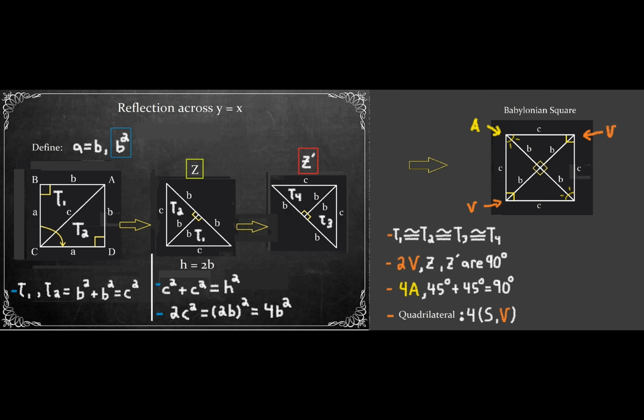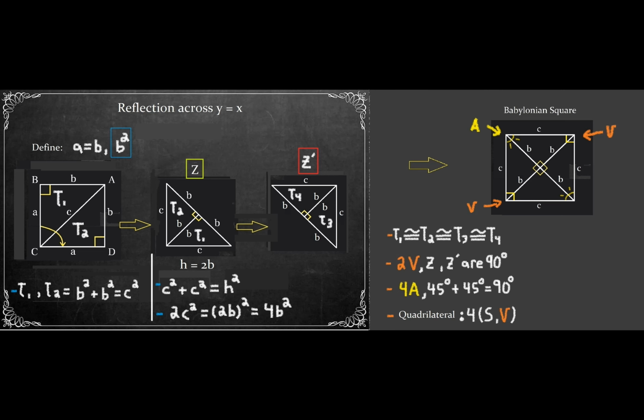H equals 2B. The newly formed quadrilateral is named the Babylonian square. The notation looks a little messy, but it's really not. Now to prove its components. Since Z prime is a duplicate of Z, they are congruent. Because Z is made up of T1 and T2, and Z prime is made up of T3 and T4, all 4 triangles are congruent. First orange bullet.